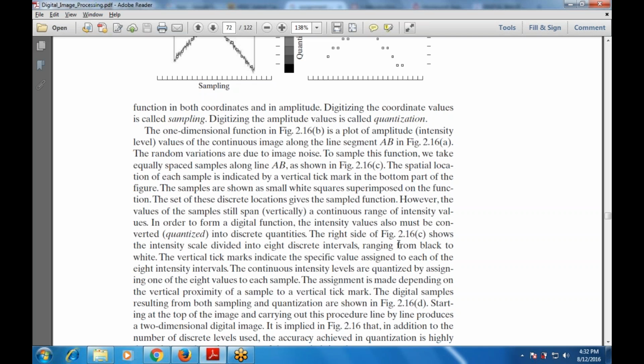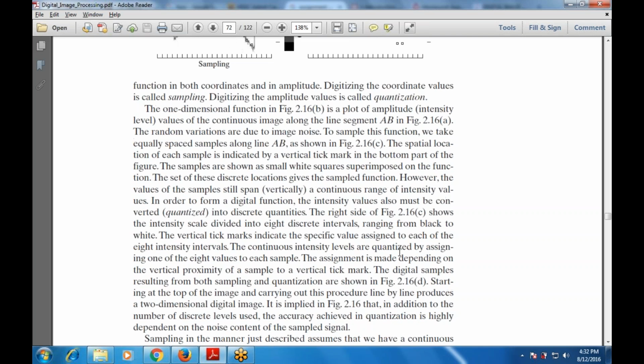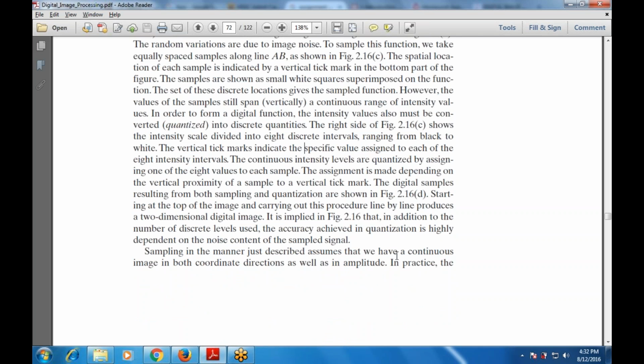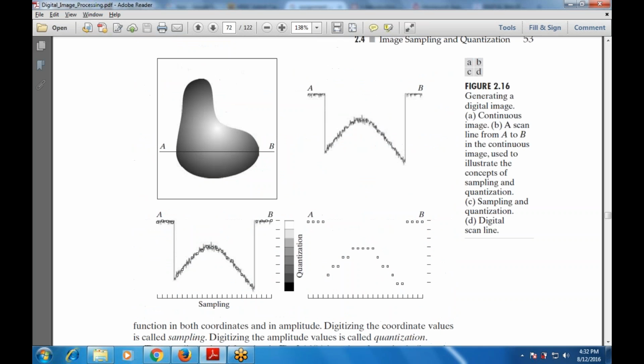And in addition to the number of discrete levels used, the accuracy achieved depends highly on the noise. So if there is any noise in between, the quality is affected, and the output is reduced, the output is not good.